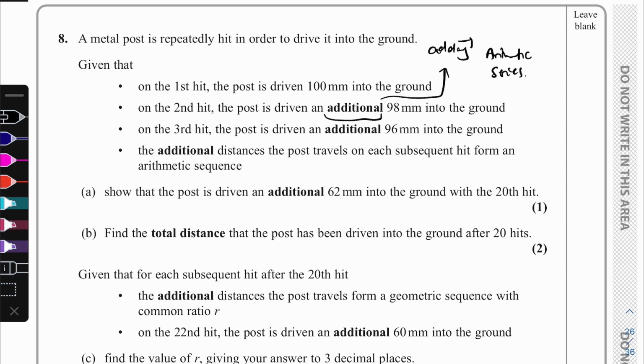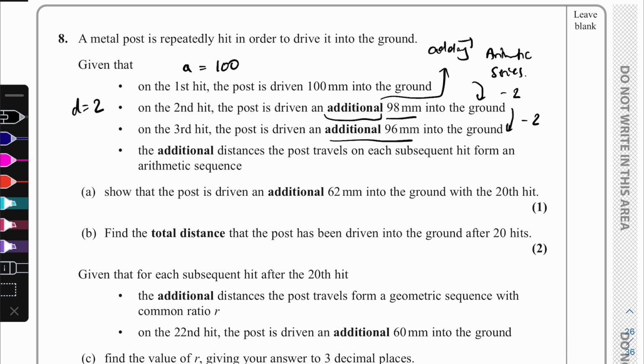All right. So the first hit is what? First hit is always A. Then we're going from 96. Third hit we're going to additional 96. So from 100 to 98 we're subtracting 2. From 98 to 96 we're subtracting 2. So our difference is 2.